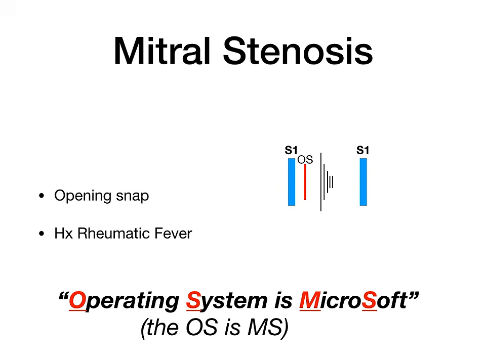This opening snap is really high yield, and my mnemonic for remembering this is that the operating system is Microsoft. That is to say that the OS is MS. The opening snap is mitral stenosis. So anytime they describe an opening snap, it's going to be mitral stenosis. And the reality of this is that it's really hard to hear an opening snap when you're actually listening to an audio file. So if they want you to pick mitral stenosis, they're usually going to include the buzzword opening snap. That could change, but that's what I would remember. So again, the operating system is Microsoft, aka the OS is MS, aka the opening snap is mitral stenosis.